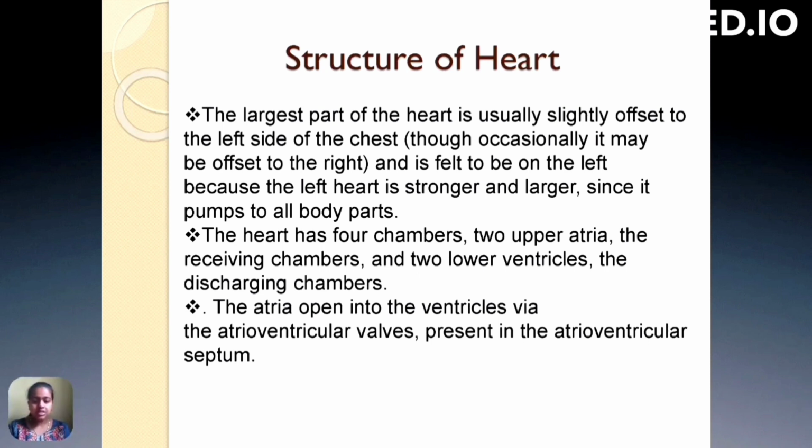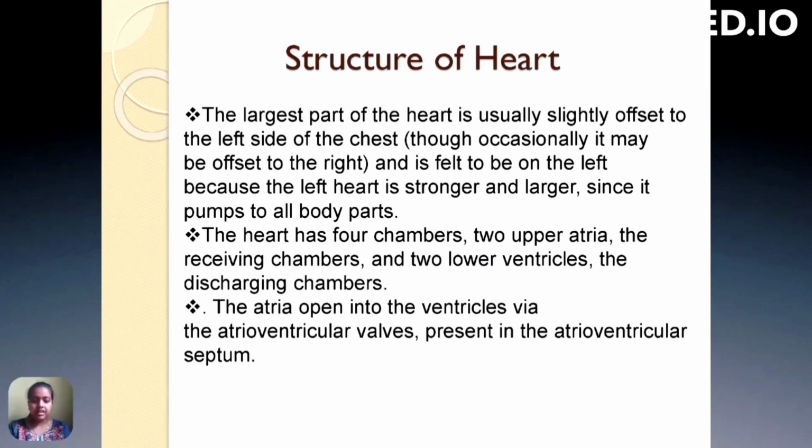Since the heart is between the lungs, the left lung is smaller than the right lung. The heart has four chambers: two upper atria and two lower ventricles. The two upper atria are called the receiving chambers, and the two lower ventricles are also called the discharging chambers. The atria open into the ventricles via the atrioventricular valves present in the atrioventricular septum.